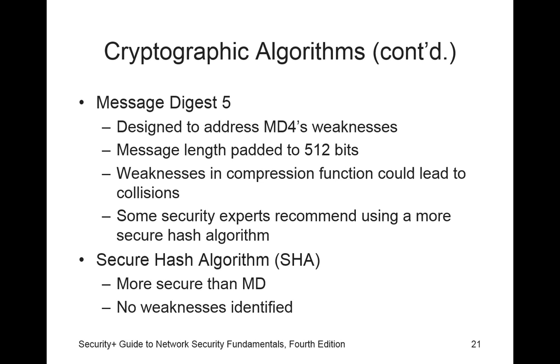Then you have the one we use, MD5. It was designed to address all the issues of MD4. Instead of being 128 bits, now you have a 512-bit hash. Weaknesses in the compression function were leading to collisions. And it's known to be one of the more secure.